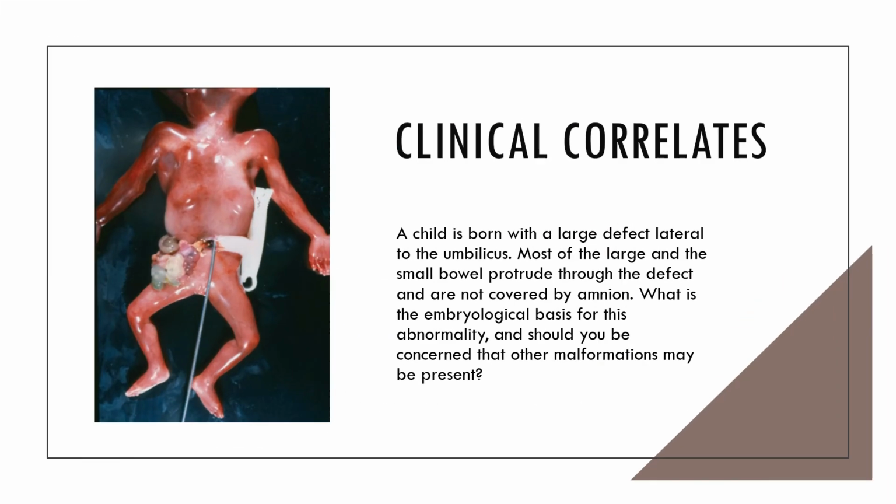Let us consider this case. A child is born with a large defect lateral to the umbilicus. Most of the large and small bowel protrude through the defect and are not covered by amnion. What is the embryological basis for this abnormality? And should you be concerned that other malformations may be present?